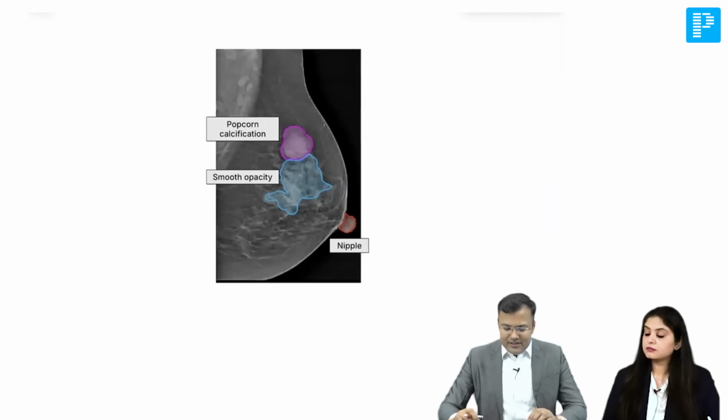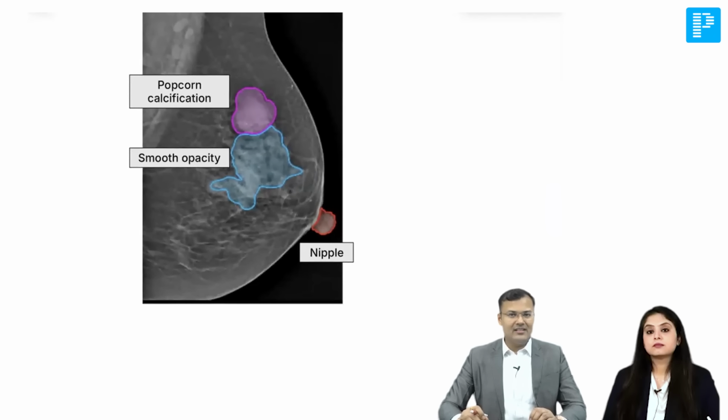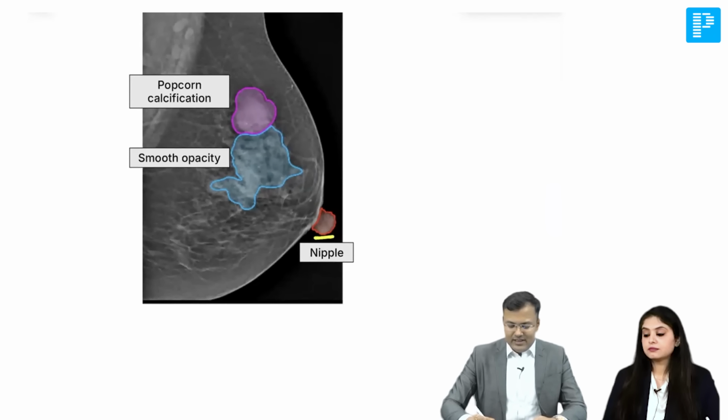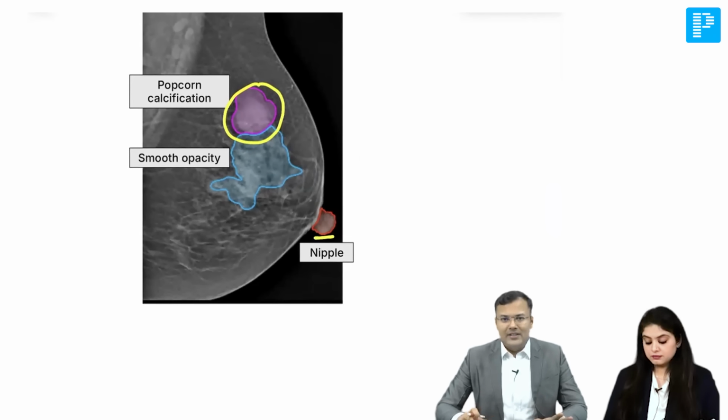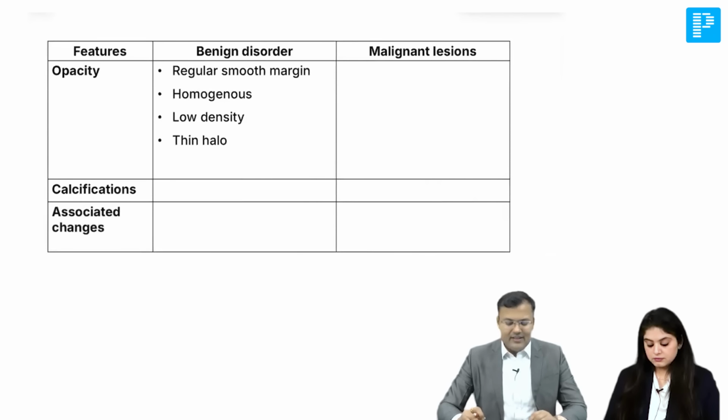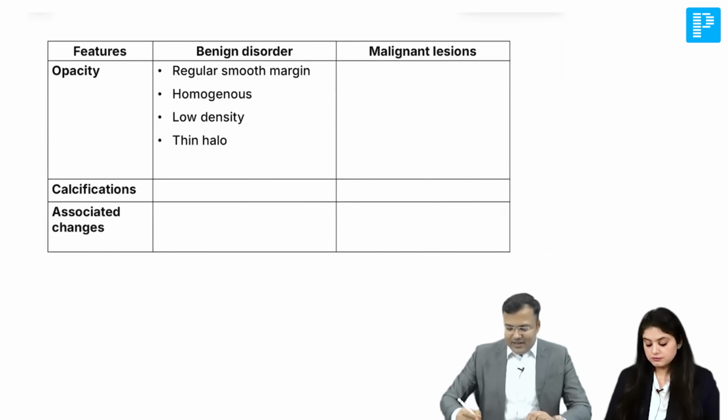Now see the findings of benign conditions like fibroadenoma. Here you can see a normal nipple. Here you can see popcorn calcification, which is the characteristic feature. The opacity has a smooth regular margin. So you want to see the differences between benign and malignant disorders. Benign: smooth, regular margin. Here, irregular margin.